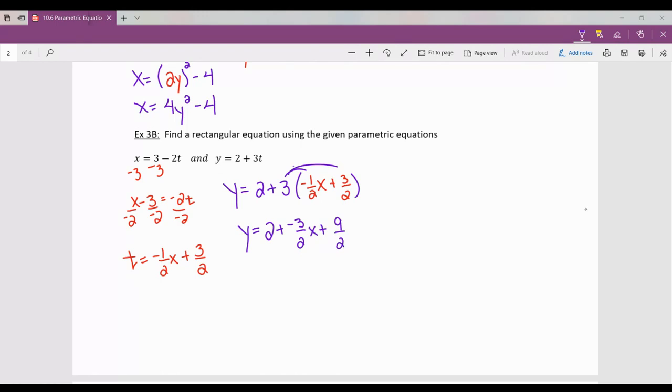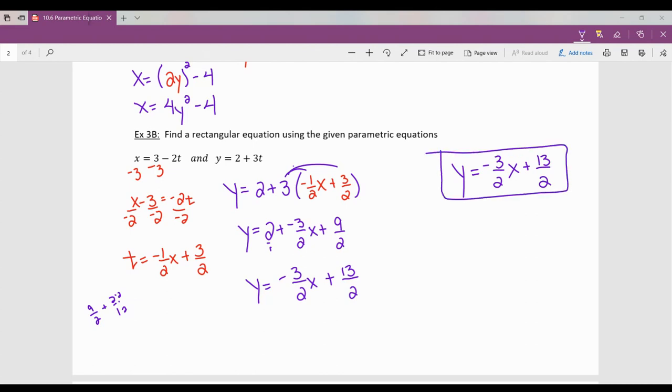Then I can simplify this further. This is 2 over 1, so in order to add, we do y equals negative 3 over 2x, and then 9 over 2 plus 2 over 1 multiplied by 2. So we get plus 13 over 2. So y equals negative 3 over 2x plus 13 over 2. There's no longer any t's involved in that equation. And when I look at that, that's a linear equation with a negative slope.